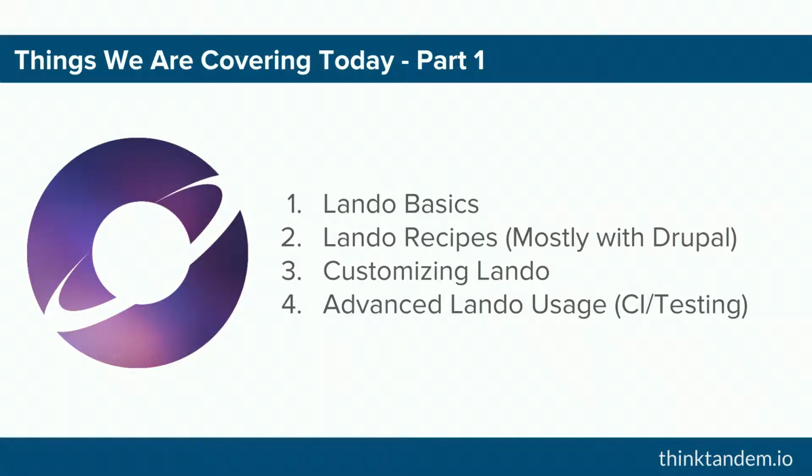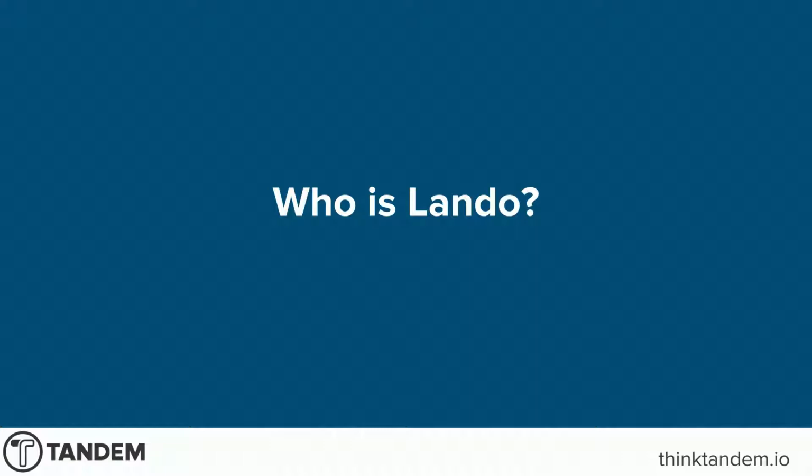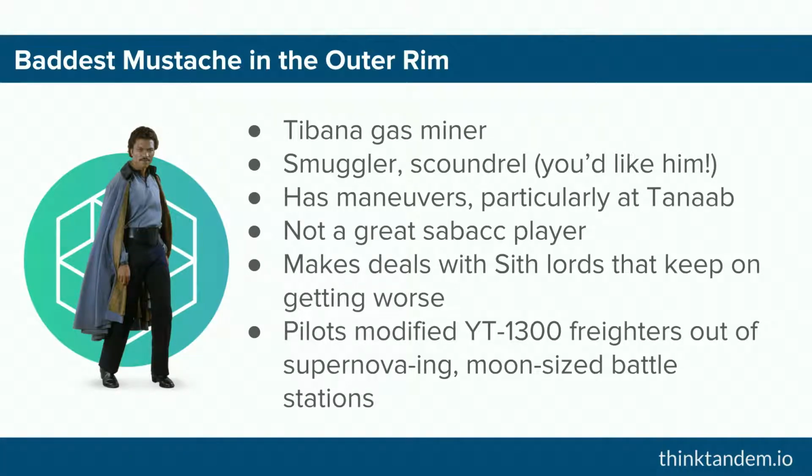So, who is Lando? If you don't know, Lando is the baddest mustache in the Outer Rim territories. He is a Tabana gas miner. Sorry, this is for a different presentation, I think.